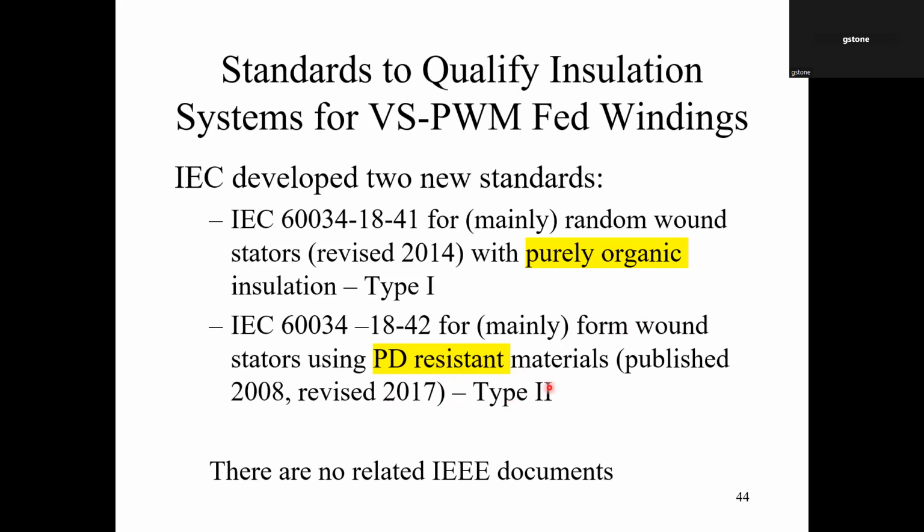We're calling that type 2 insulation, and here what we do is we require the insulation components, the turn, the ground, the phase insulation, the stress relief coatings, to be able to withstand voltage impulses that are expected to hit that machine for the expected life of that machine, whether that be 20 years or 30 years or 50 years. So what we have is a whole series of voltage endurance tests.